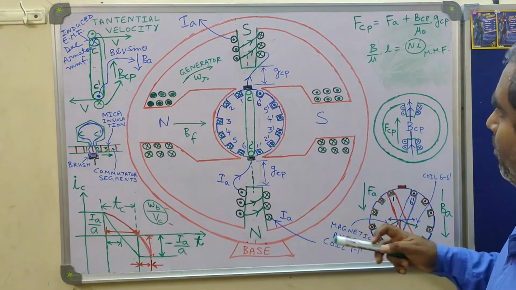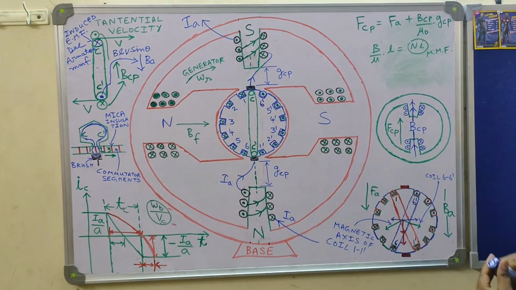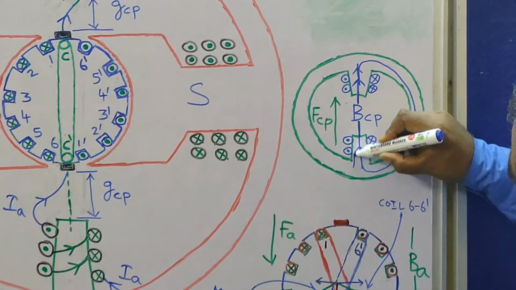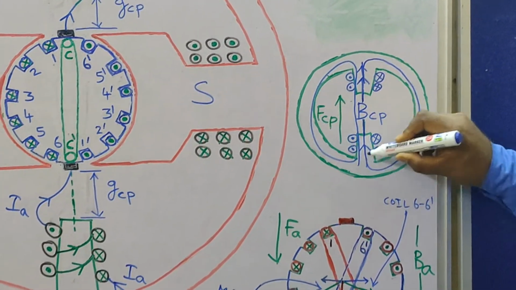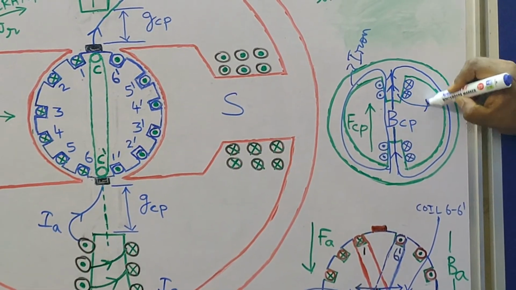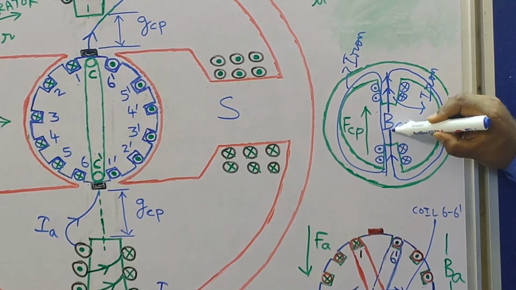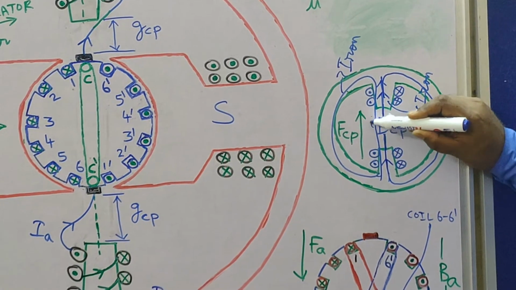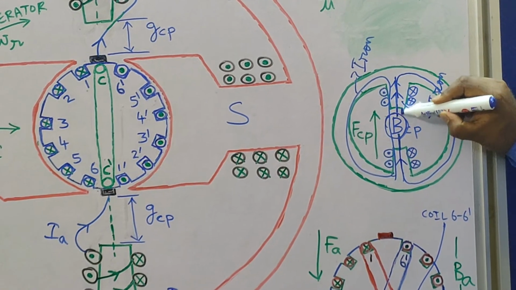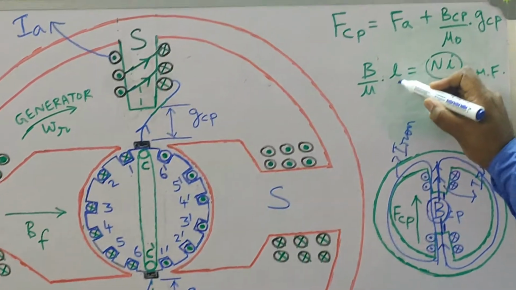Magnetic path of which circuit? Magnetic path of the circuit provided by this BCP. What will be the path? Please look at the board here. BCP will take up this path. In this path, this portion is iron, this is also iron. So only this much of air gap is there, but not all of it, because there will be armature here. So only this much of air gap. So this is GCP, this is GCP. That's why this L will actually be GCP.